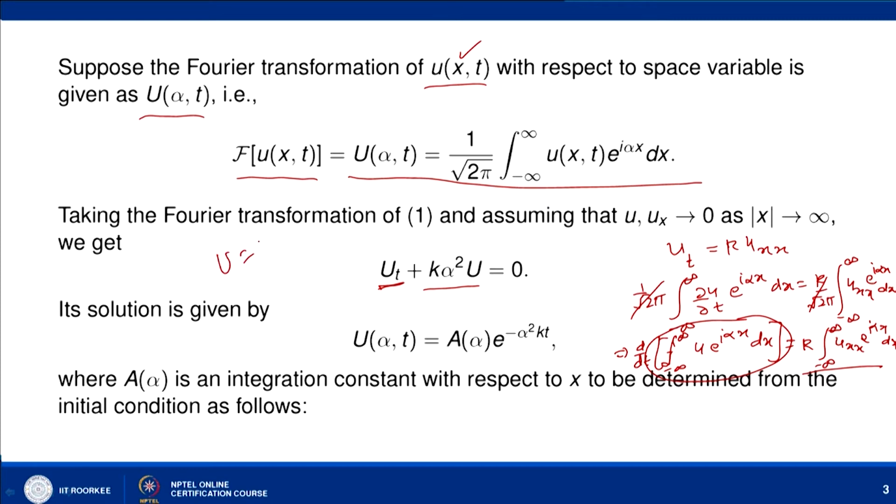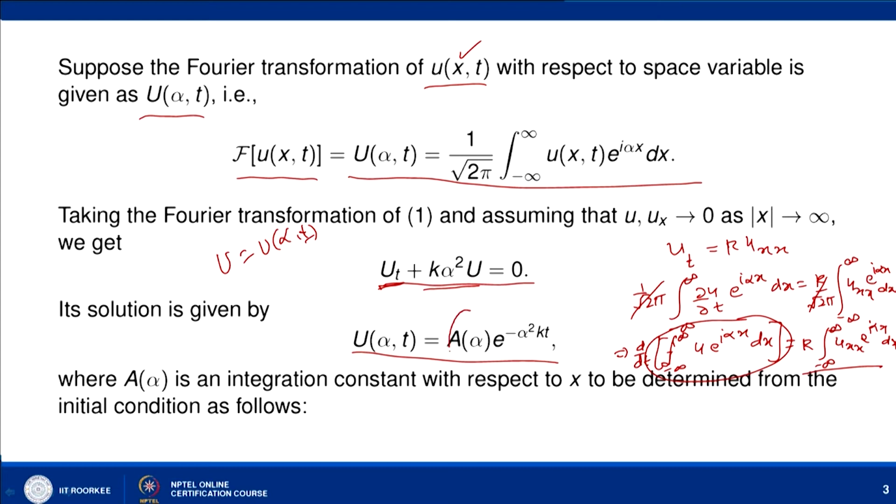Here u is your u alpha t, and this is a differential equation in terms of the variable t. So this is an ordinary differential equation given in terms of t, and we know this is first order and we can easily solve it. Our solution is given by u alpha t equal to A alpha e to power minus alpha square k t.